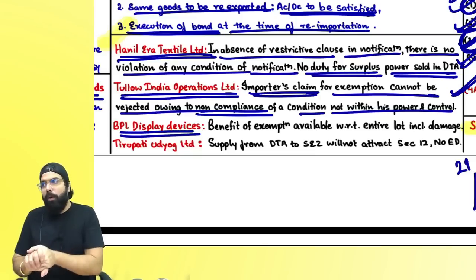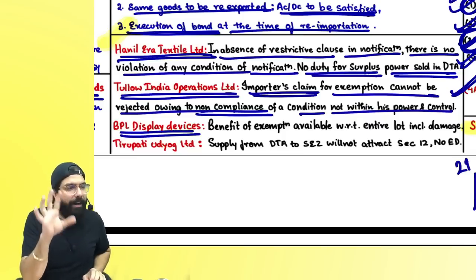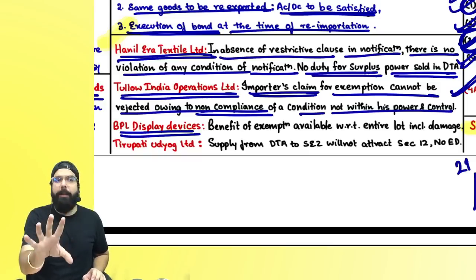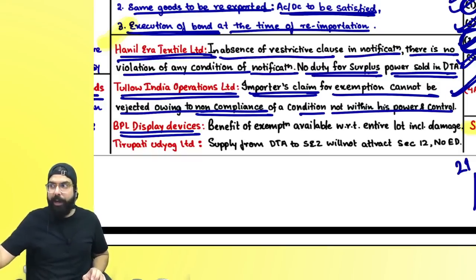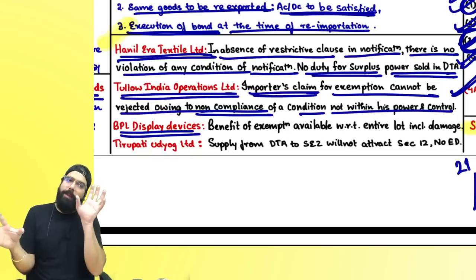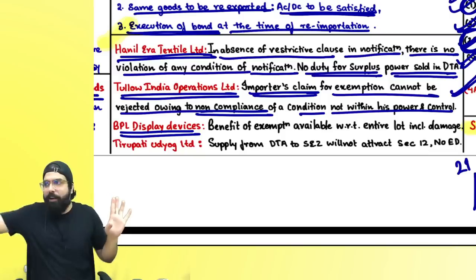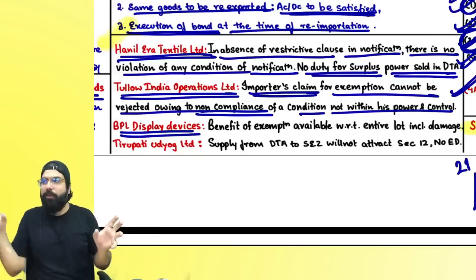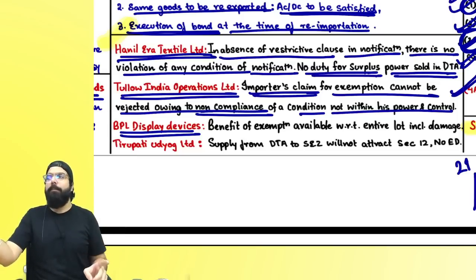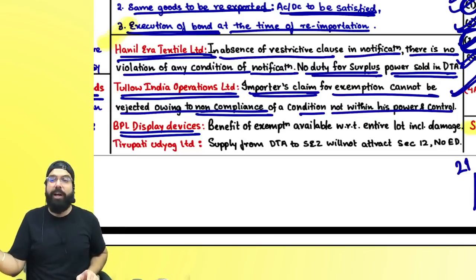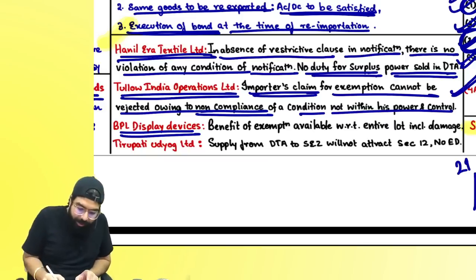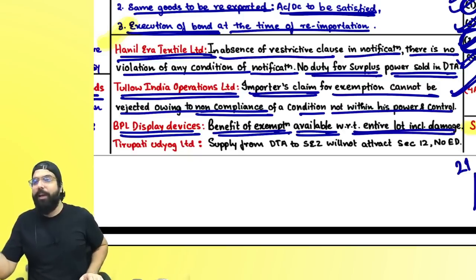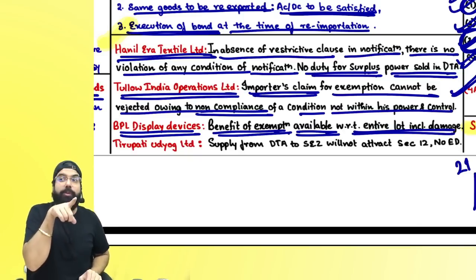Now here the court decided in this case of BPL Display, and the court told that BPL Display had imported the whole lot to make the television and ultimately export. Means they had imported the item to use in the final product and export. If they could not use it because it was damaged, you can't deny the benefit of exemption with respect to the lot which is damaged, and hence the benefit of exemption is available with respect to the entire lot including damaged. You can't say for damage we will not give exemption because it was not used for the final product.